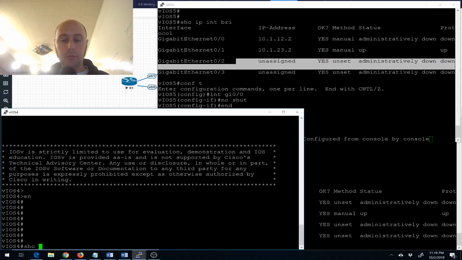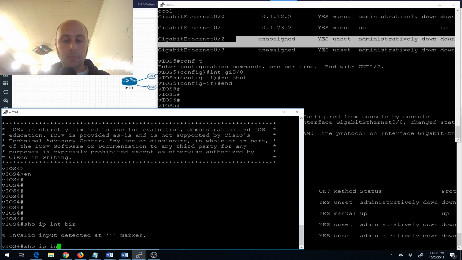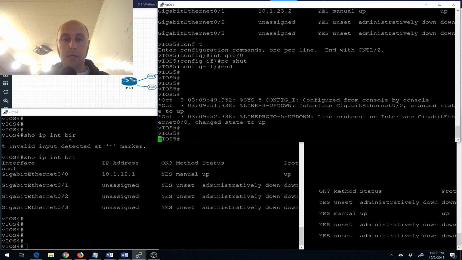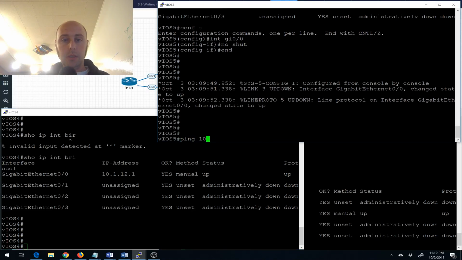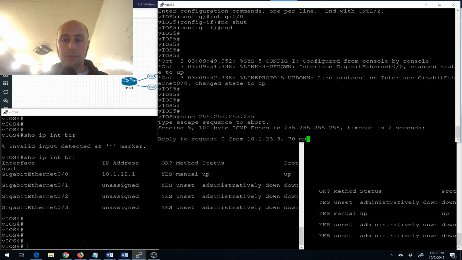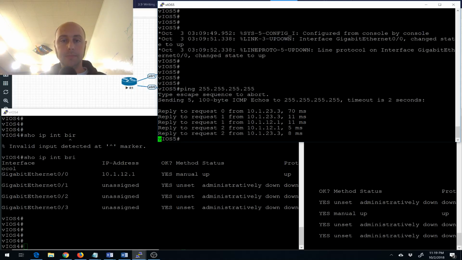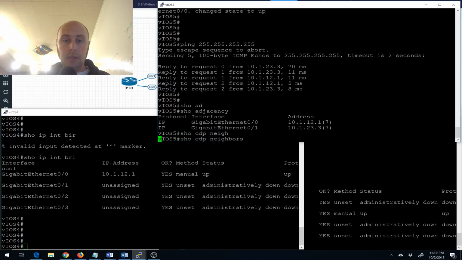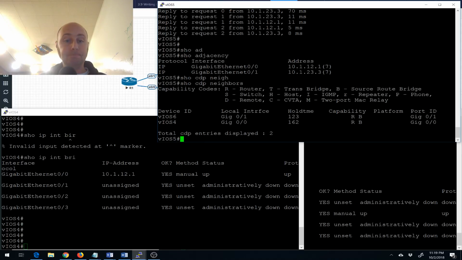And over on router 4, show IP interface brief, just to make sure we're up. Let's make sure we have reachability. I'll do it from the middle router so I can check both directions. Let's do, we're going to ping the broadcast address, see what answers. And we can do show adjacency to see what's on the other end. So we can see, in this case, router 4, and we can see router 6. I guess we could have also done show CDP neighbors, would have gotten us there as well.